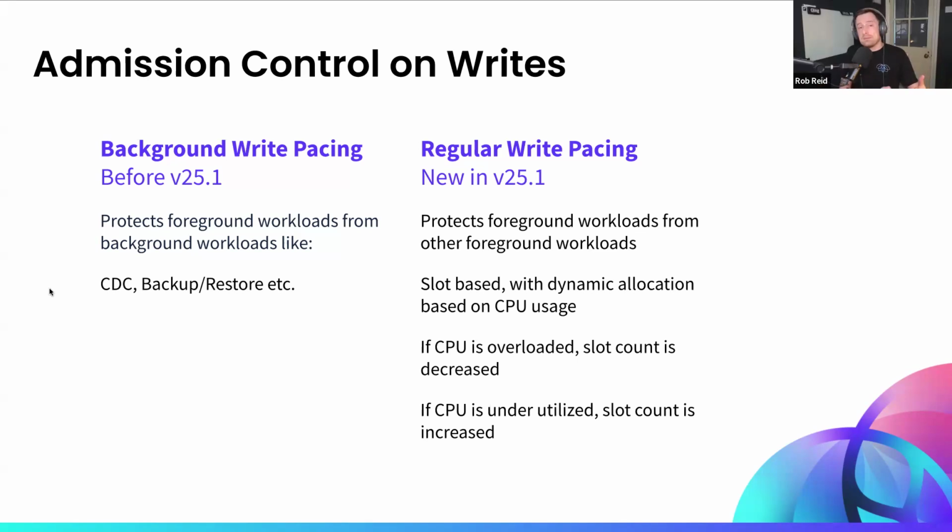We protected so that they wouldn't impact the foreground workloads. But as of 25.1, we can now protect foreground workloads from themselves. So it works in a kind of token bucket sense, such that in busy periods, the bucket would fill up and then drain to allow a consistent level of write throughput to the cluster.